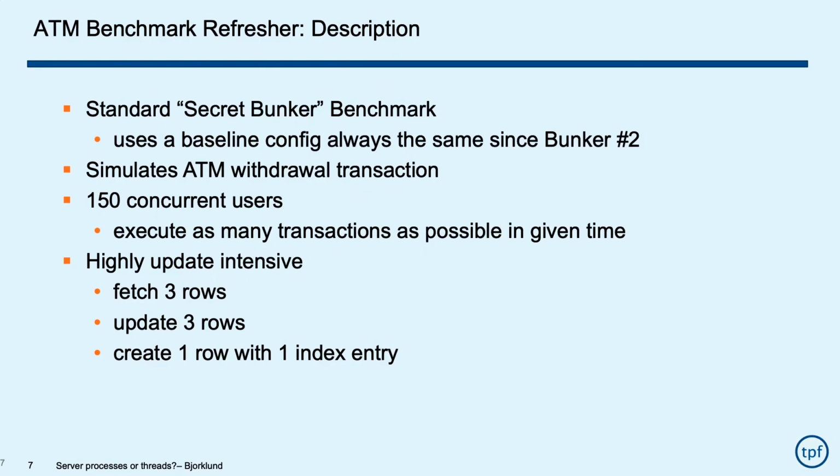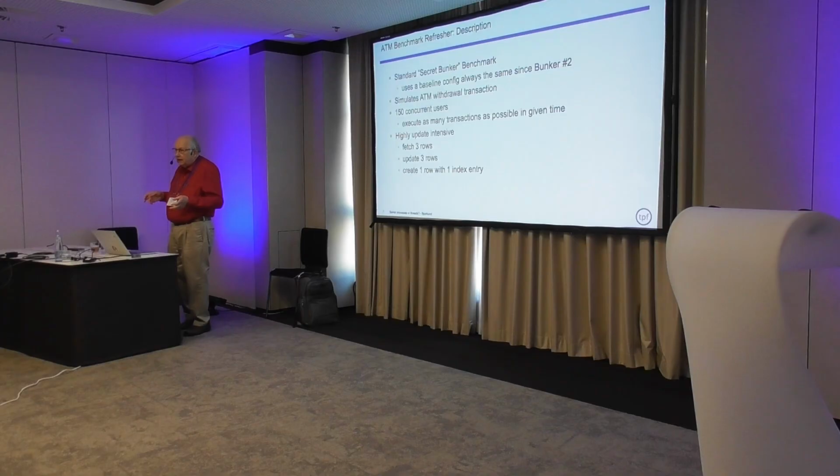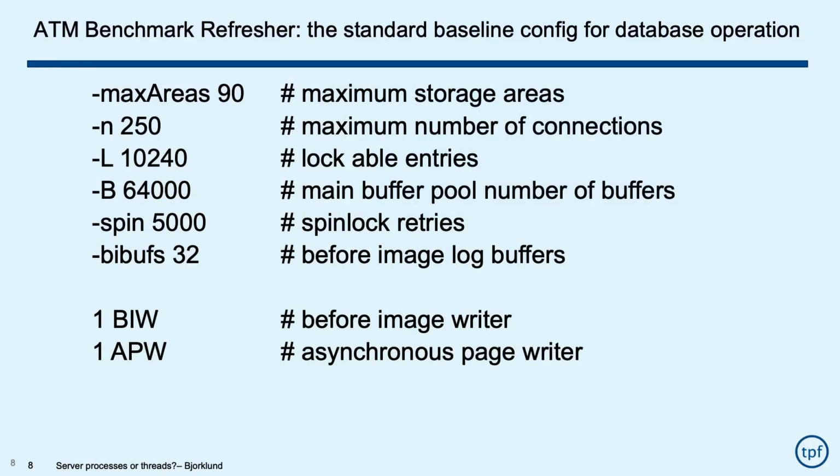The benchmark that we're running is the ATM benchmark we've been using for years and years. It executes a small update transaction with 150 users. So the client machine has 150 sessions running on it, and it's just barely able to handle that. It gets overloaded.